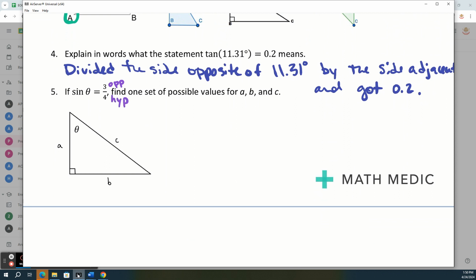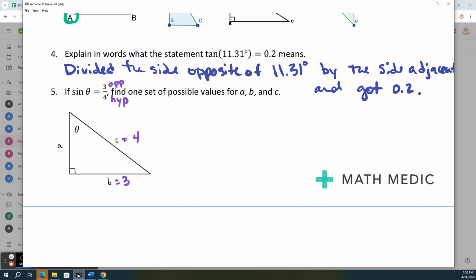Okay, so here's theta. So I could say B is 3 and C is 4. Does that mean A is 5? No. We're good. 3, 4, 5 is a right triangle, but the hypotenuse has to be the longest side. So A is not 5. 2, 3, 4 is not a right triangle either. But we can figure it out.